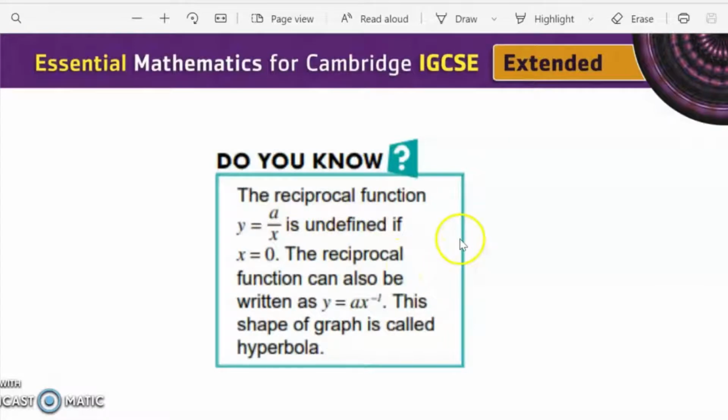You can recheck with your calculator. If you divide any number by 0, what will happen? It will be a math error, or undefined. So this graph has its own characteristic, which is the asymptote. I will explain more about what an asymptote is for the reciprocal function. The reciprocal function can also be written as y equal to a x to the power of negative 1. This shape of graph is called a hyperbola.